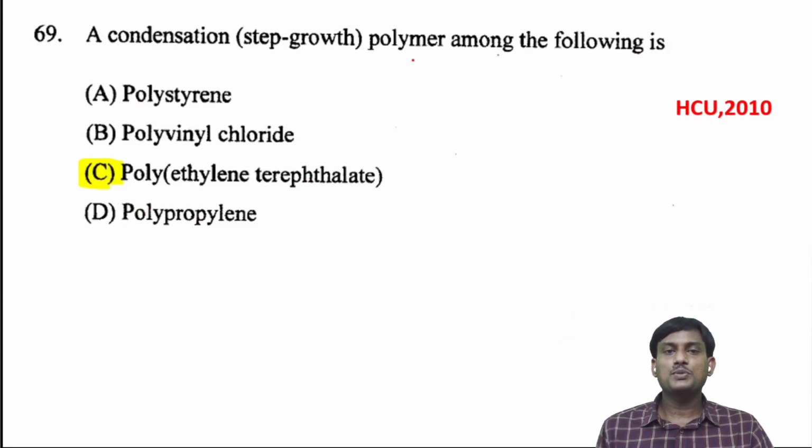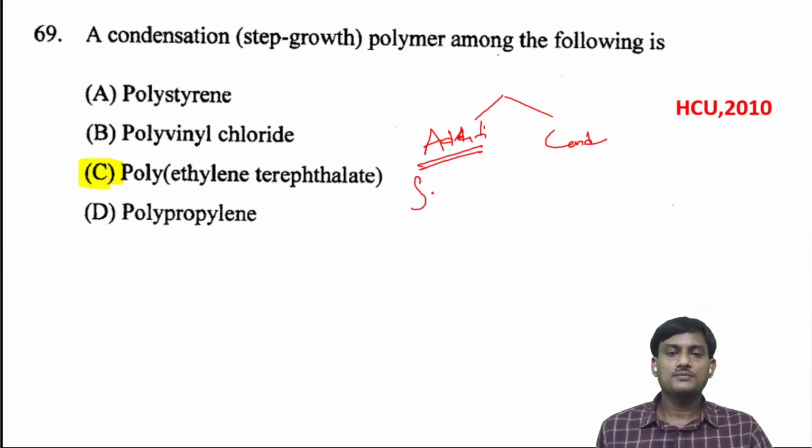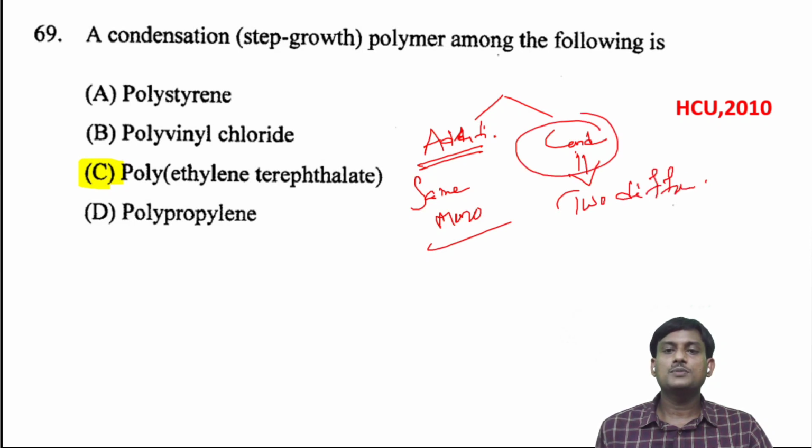A condensation step growth polymer among the following is which one? Majorly we have addition polymerization and condensation polymerization. Generally, addition polymerization takes place between the same monomers. And in condensation polymerization, it takes place between 2 or more different monomers. Also in condensation polymerization, there is a removal of smaller molecules such as H2O, ammonia or alcohol.